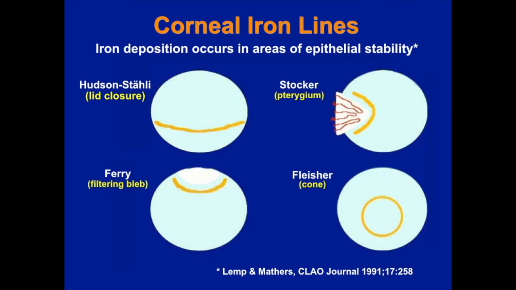Other eponymic corneal iron lines include the Hudson-Stahli line at the tear meniscus between the lower lid, in the lower third of the cornea, Stocker line in front of a pterygium, and a Ferry line in front of the filtering bleb.